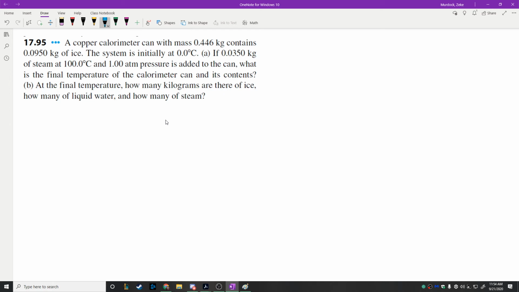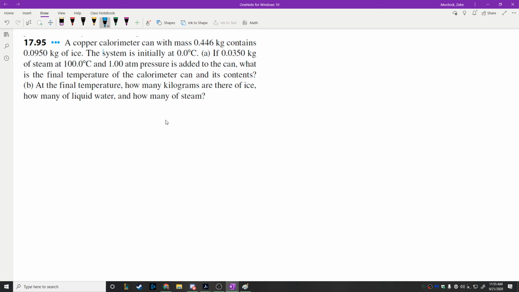A copper calorimetry can with a mass of 0.446 kilograms contains 0.095 kilograms of ice. The system is initially at 0 degrees Celsius. This may have been one of the problems I gave you on your homework, but if 0.035 kilograms of steam at 100 degrees Celsius and 1 atmosphere of pressure is added to the can, what is the final temperature of the calorimeter and its contents? At the final temperature, how many kilograms are there of ice, how many of liquid water, and how many of steam? So this is only water.